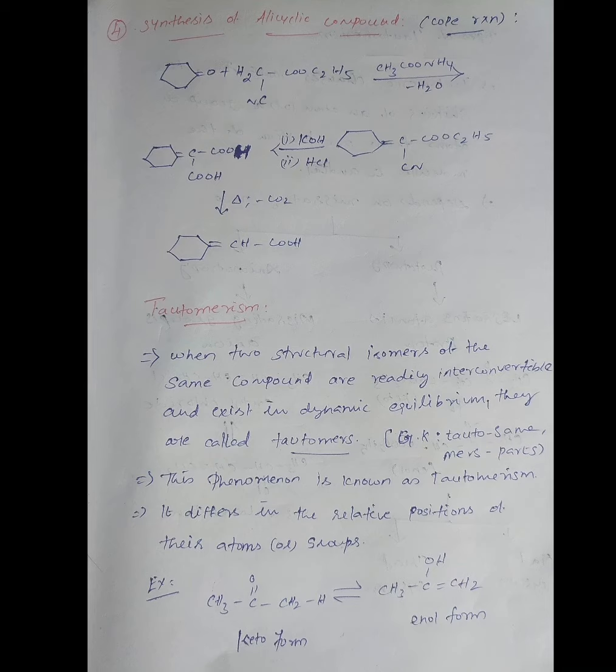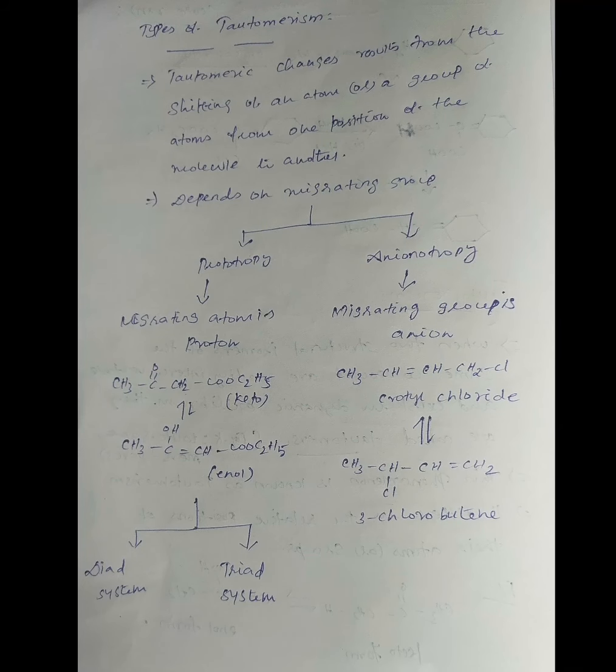Next, types of tautomerism. The tautomeric changes result from the shifting of an atom or a group from one position to another. Tautomerism is classified into two types, depending upon the migrating group. One is prototropy, another is anionotropy. Prototropy means the migrating atom is a proton. Anionotropy means the migrating group is an anion.